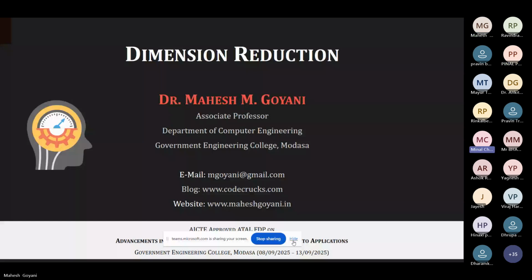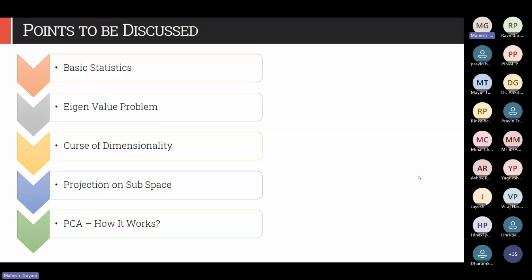Okay. Fine. So in this session, we are going to discuss basically two unsupervised learning approaches. One is dimension reduction and one is clustering. So before I start the dimension reduction technique, let me show you what we are going to discuss in this presentation.